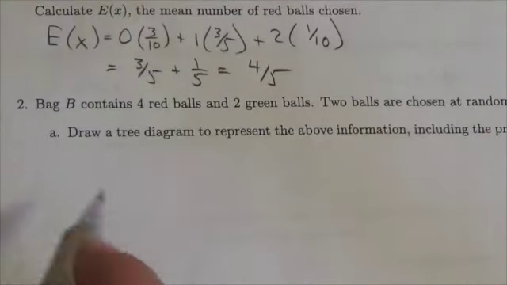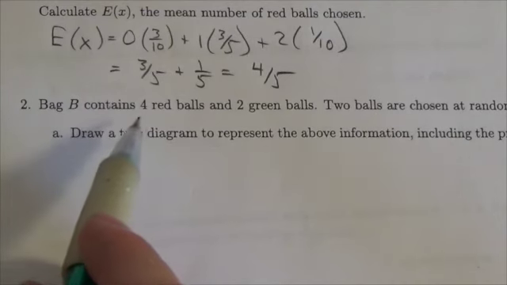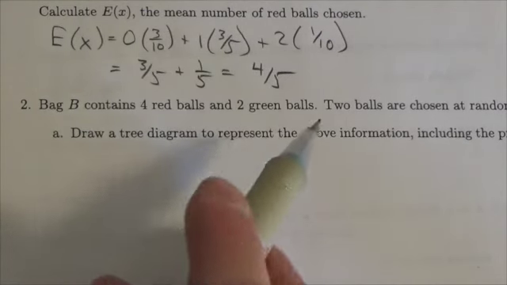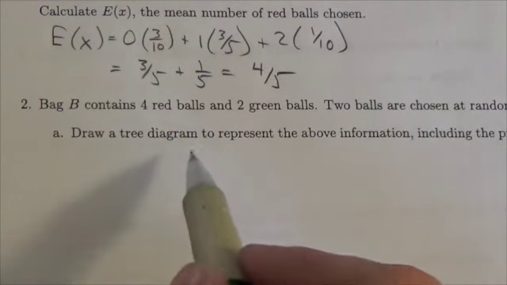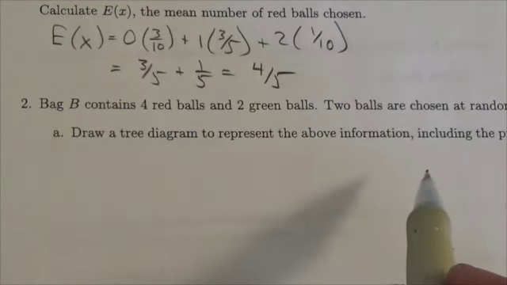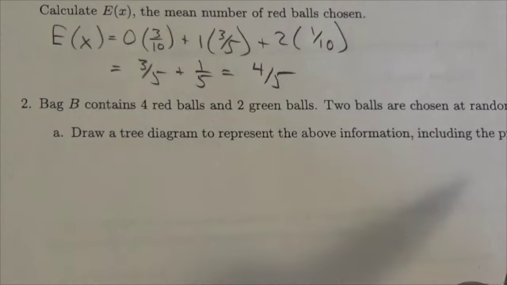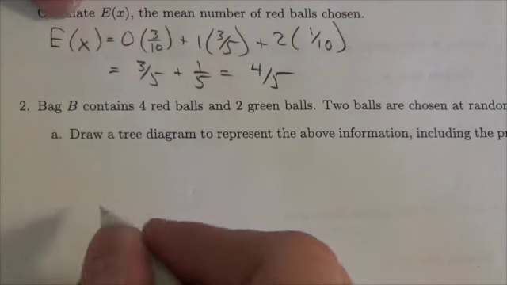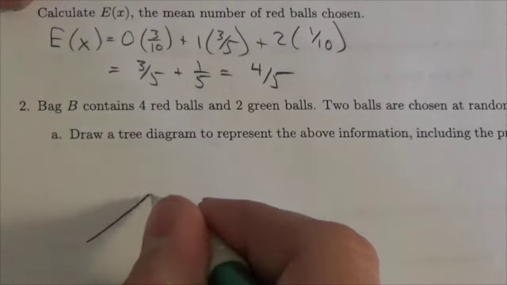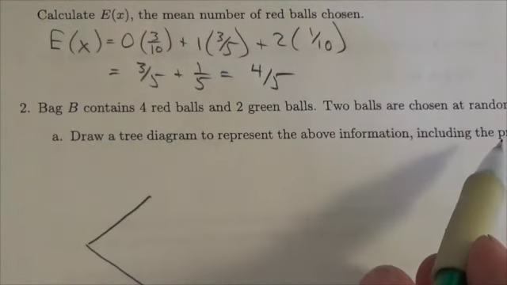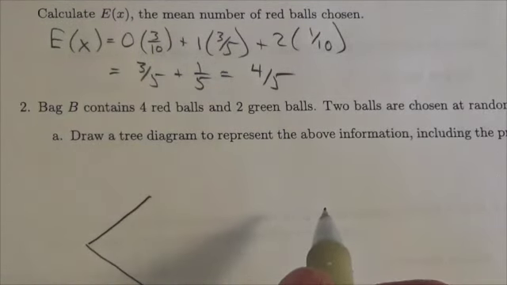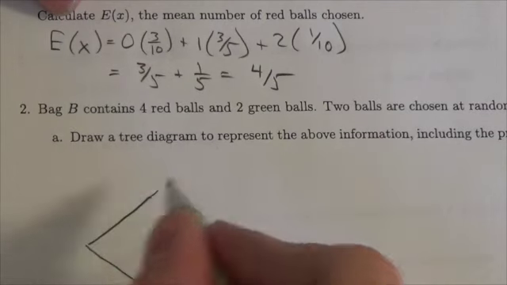Next. Bag B contains 4 red balls and 2 green balls. 2 balls are chosen at random from bag B. Draw a tree diagram to represent the above information, including the probability of each event. So here we go. What are we looking for? 2 balls are chosen at random from bag B.